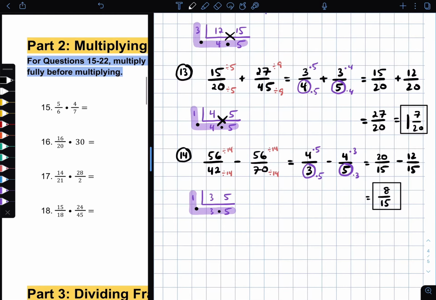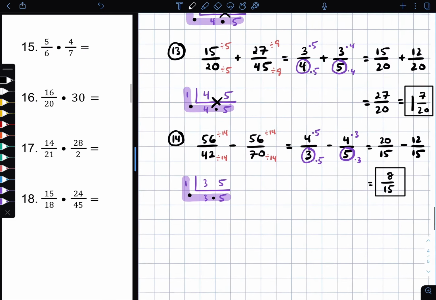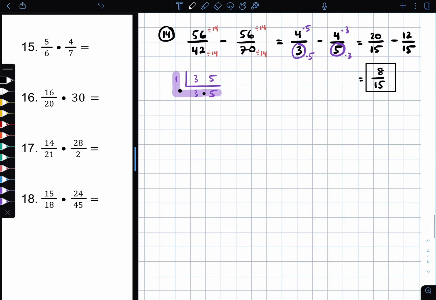Let's move on to multiplying, and we should be simplifying fully before we actually multiply. Okay, so if you're not sure what I mean by that, hopefully going through and explaining some of these will make it more clear. So we have 5 over 6 times 4 over 7.